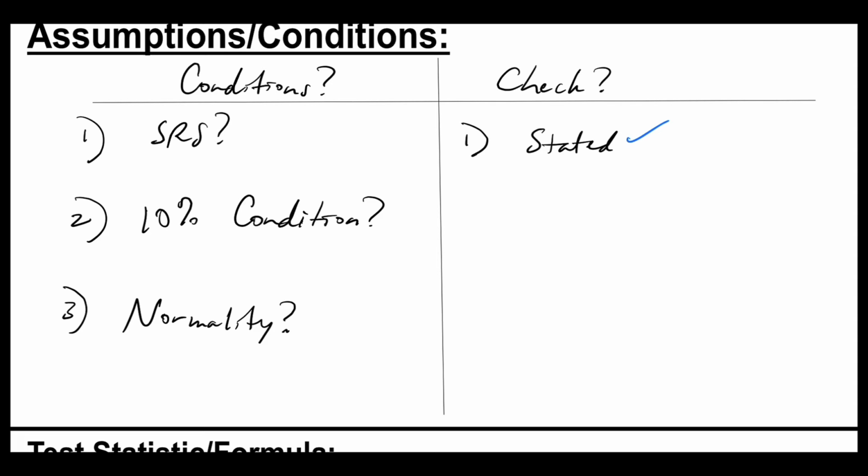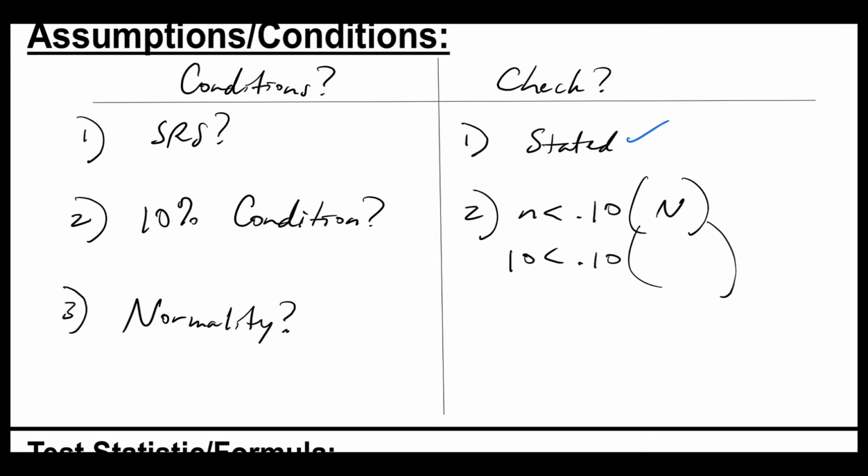Okay. Number 2, small n is less than 10% of big N. Definitely, yes. 10 is less than or equal to 10% of big N. Well, the population parameter was IQ scores of all adults. So what would big N be? All adults. Yep. So I think, at the very least, it's more than 100.